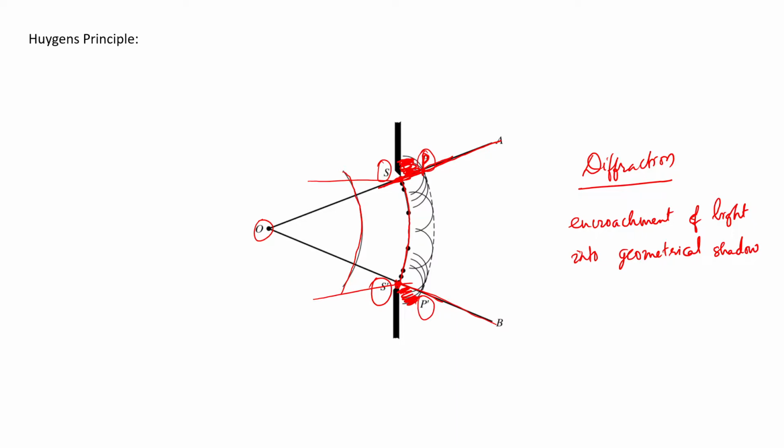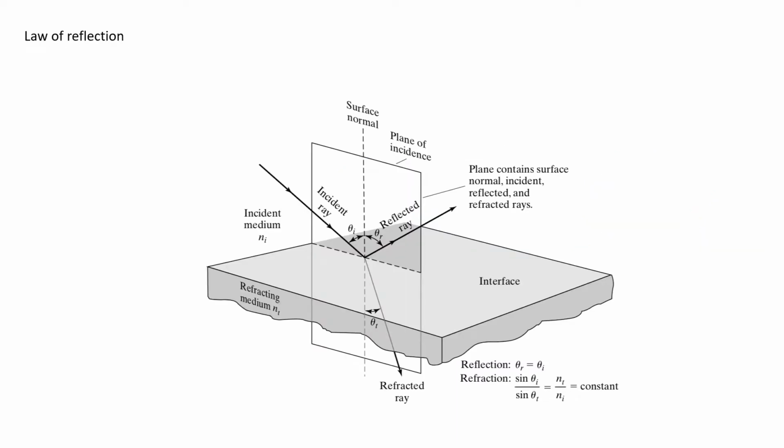So now let's go to another principle, that is the law of reflection. I'm sure all of you are familiar with the law of reflection. If you consider a ray of light striking a mirror, and the incident ray is striking at an angle theta I, note that this angle is measured with respect to a normal. So we draw a perpendicular to the interface, or the plane in which the mirror resides.